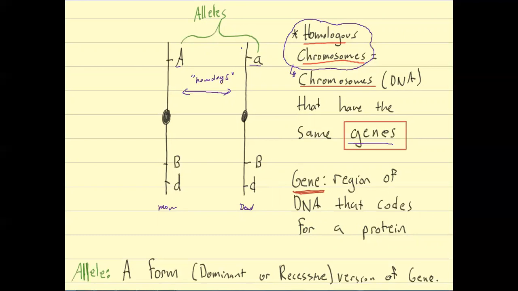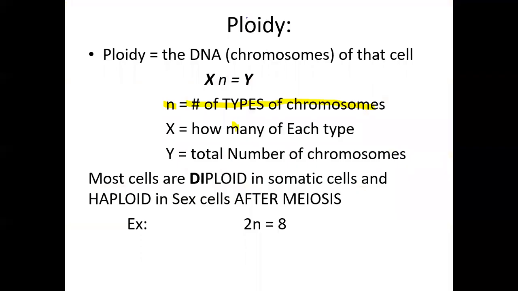And this is typically what a cell looks like. So let's get going here. Before we get into it, let's remind you guys of ploidy. n is the number of types of chromosomes. So it's really this simple equation. Most cells are diploid, di meaning two, in somatic cells, which again are your non-sex cells, okay? They're going to be haploid in sex cells after meiosis.